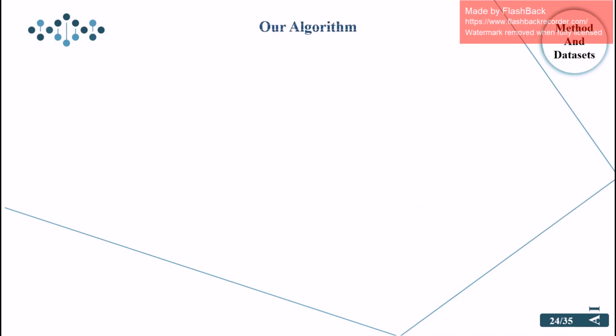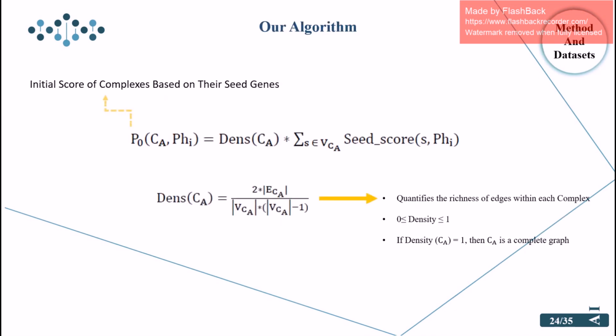In the second part of our algorithm, we want to find initial scores for protein complexes based on their seed genes. So we multiply the density, the formula is provided, of that complex to the summation of all seed scores related to that complex.